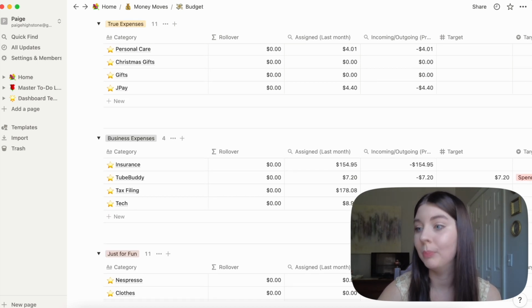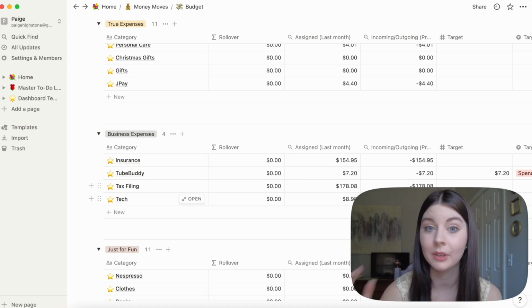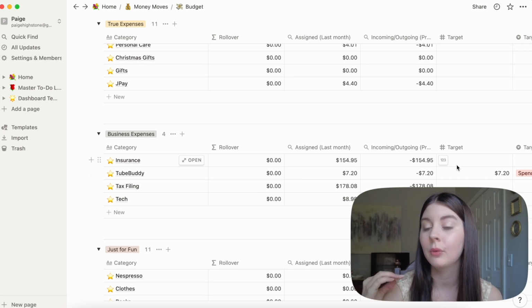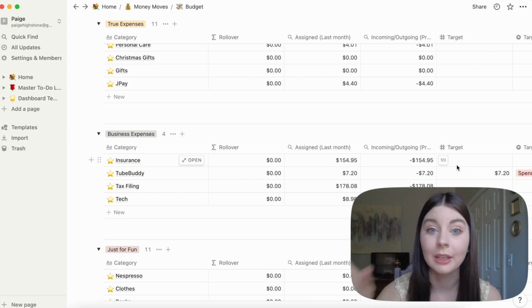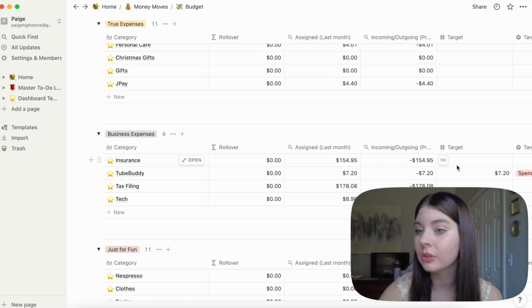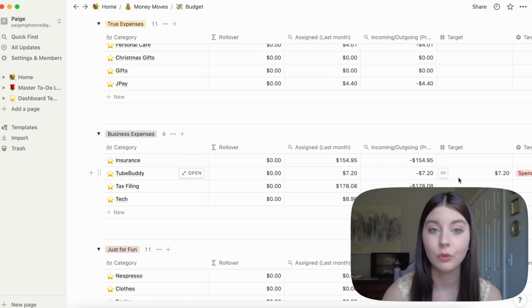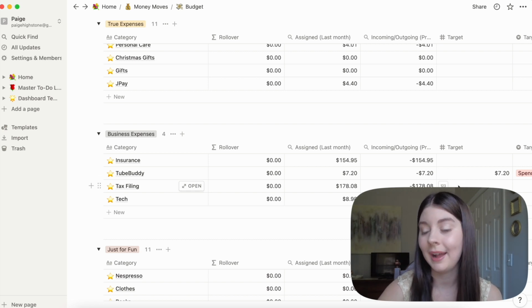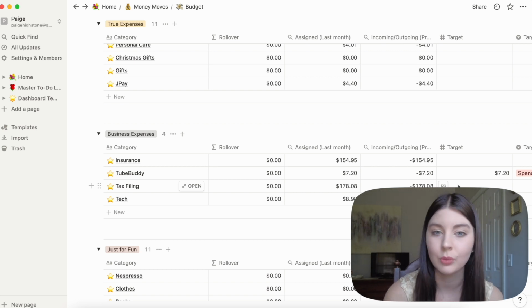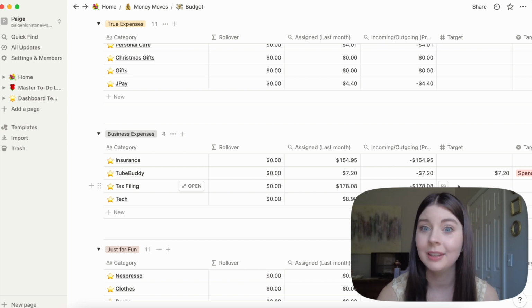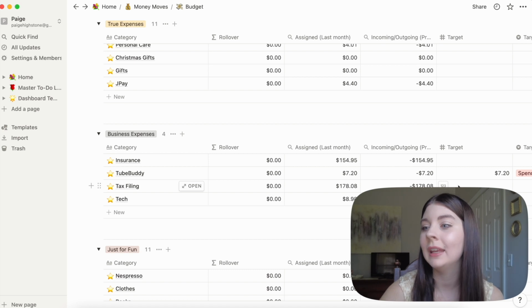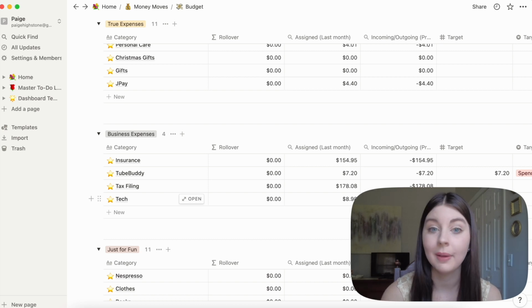Then if we move down to business expenses, this is where a big chunk of the money was spent. So $154 towards insurance licensing, which I'll probably talk about in a future video, but for now that's all I'm getting into with it. But that was $155 almost, $7.20 for TubeBuddy, which I pay for monthly, $178 for tax filing. So I did have to spend a lot of money to file taxes because I was self-employed. So that was more expensive on TurboTax, as well as having to file state as well as federal. So ended up being quite a bit of money to spend on TurboTax. And then $898 on tech, which was, I think it was my external hard drive cord. I had to replace it. So I spent about $9 on that.